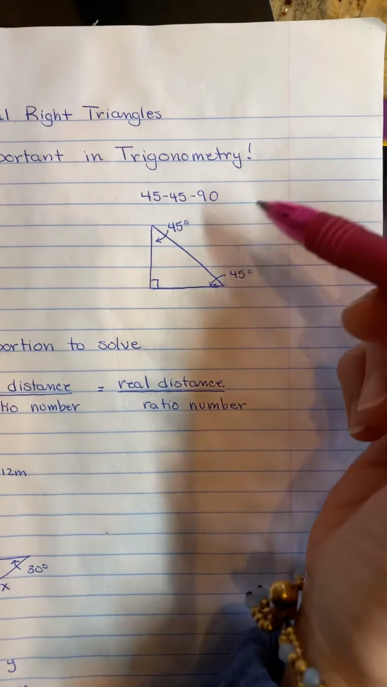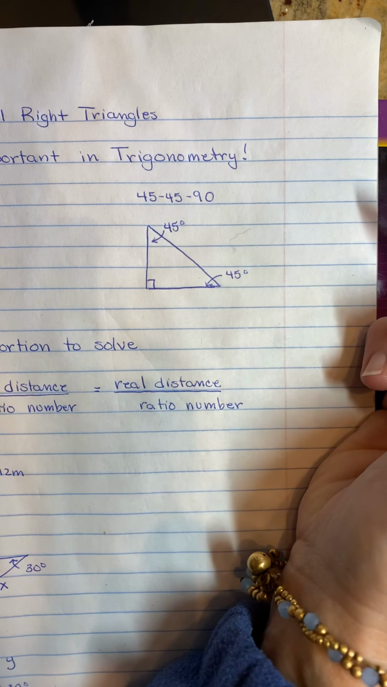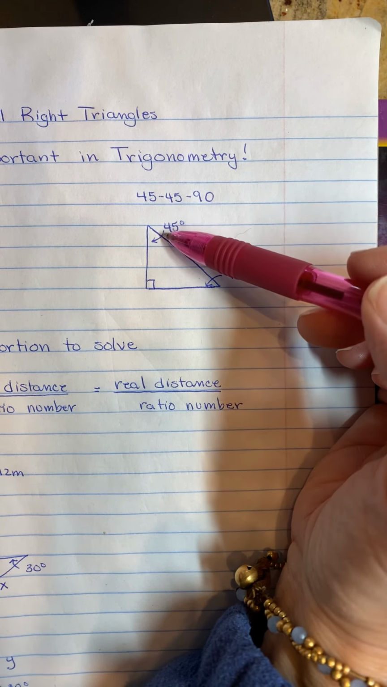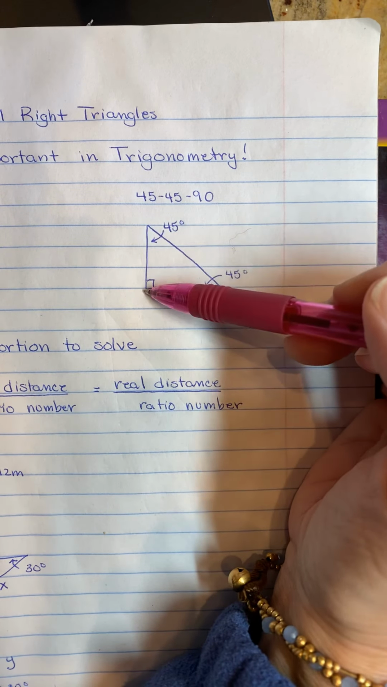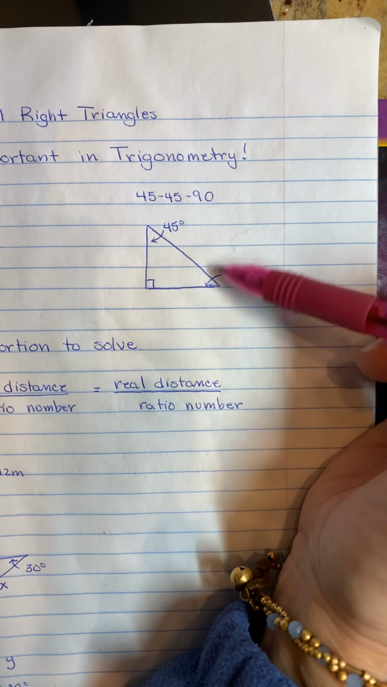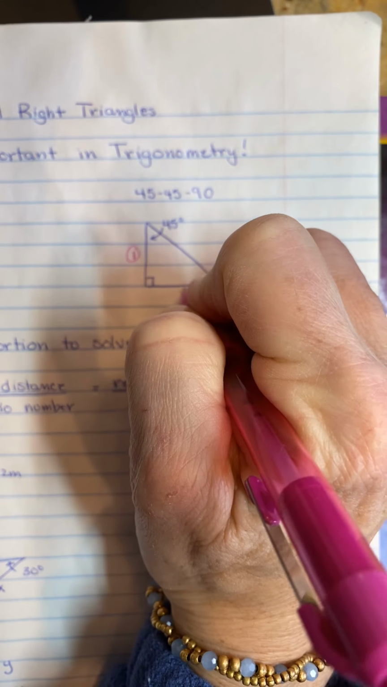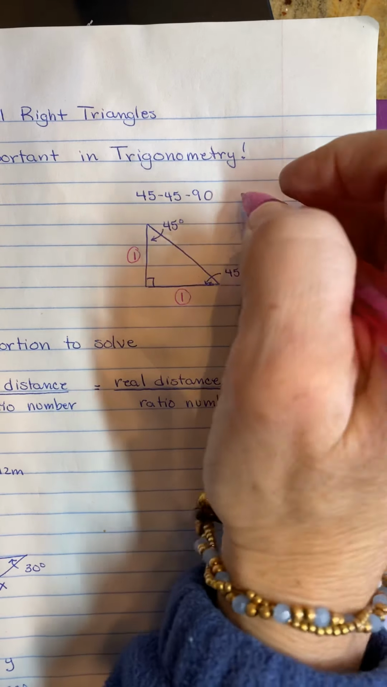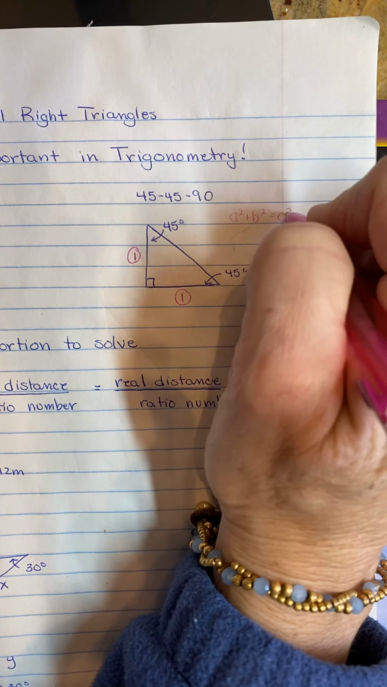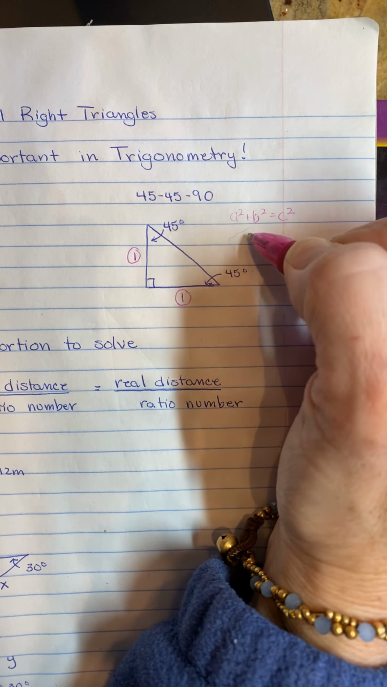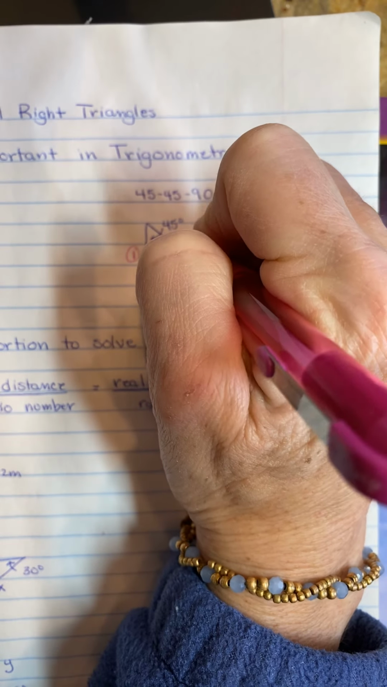Okay, when we have a 45-45 right triangle, there's a theorem in geometry that calls this triangle isosceles. If these two angles are the same, then these two side lengths are the same. So if they're the same, we're just going to call them both 1. 1, 1. And again, if you did the Pythagorean theorem, a squared plus b squared equals c squared, 1 squared plus 1 squared, 1 plus 1 is 2. This would equal the square root of 2.